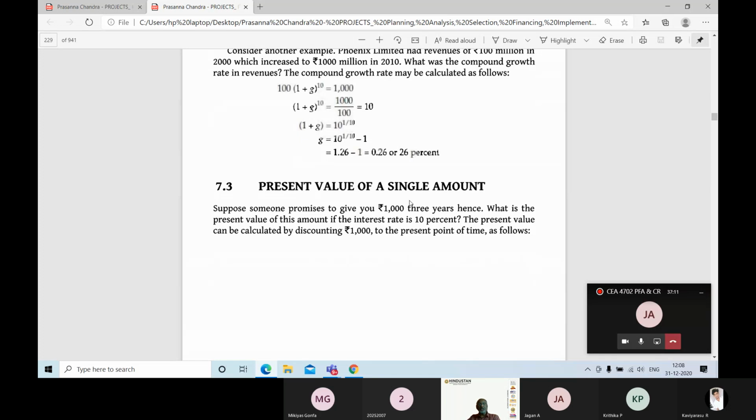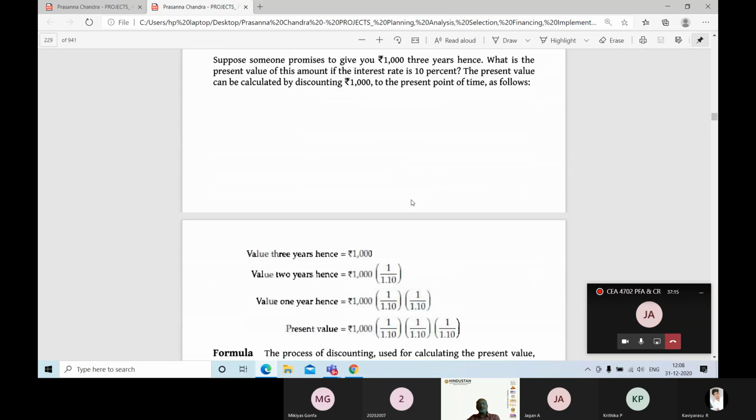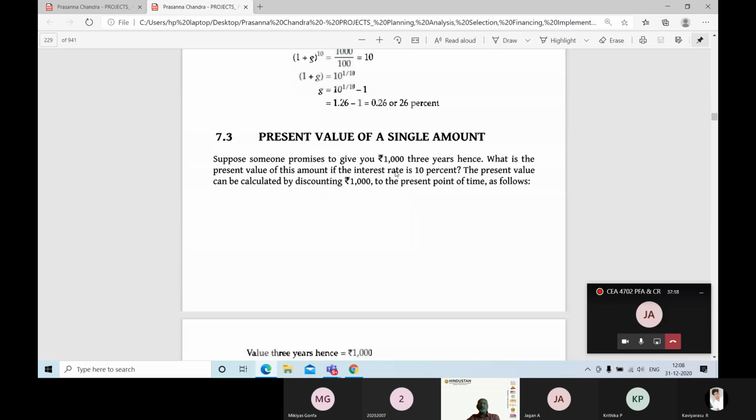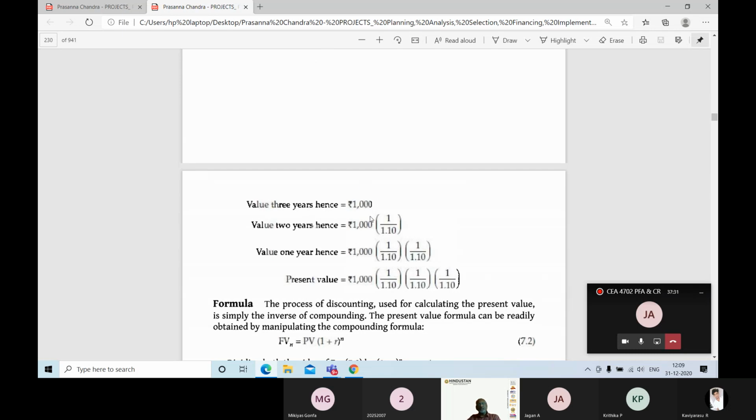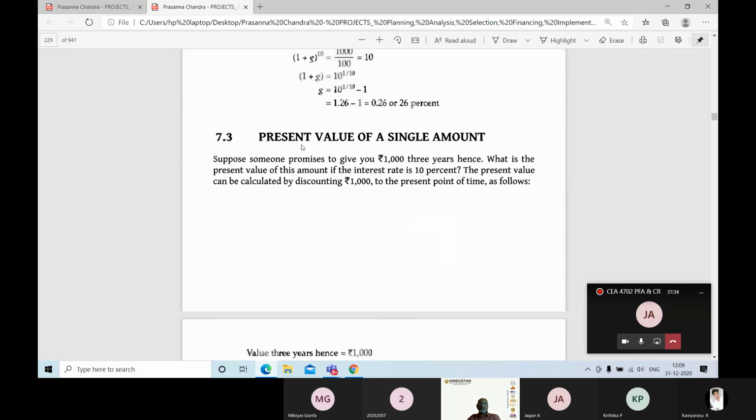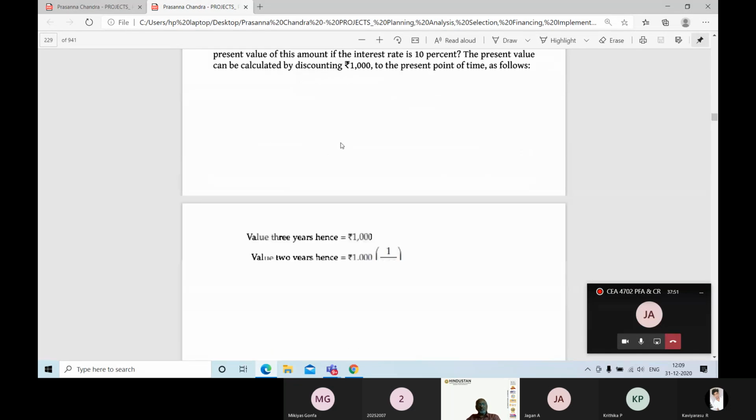In terms of percentage, present value of a single amount. Suppose you are investing 1,000 rupees here, and after 3 years, what is the value, when the interest is 10%? The present value is calculated by discounting to the present point of time. You have to work out what the amount is after 5 years and what the amount is now. This is a discounting factor. That is the increasing factor, that is the compounding factor, and this is a discounting factor.